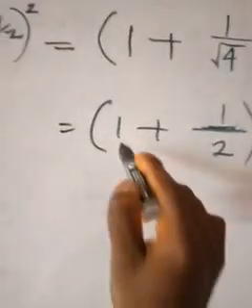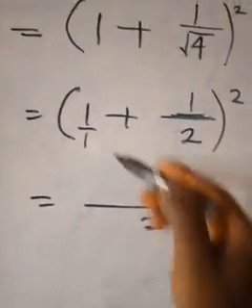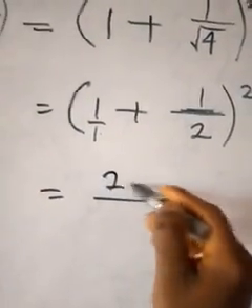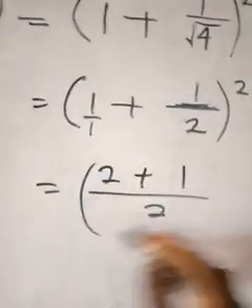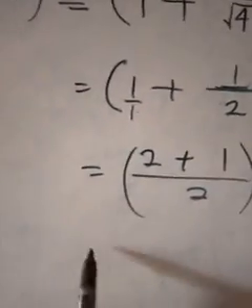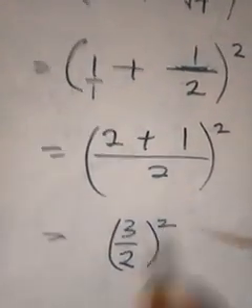Then we find the LCM. Don't forget, this is over 1. Then the LCM is 2. 2 divided by 1 is 2, 2 times 2, we have 2 plus 2 divided by 2, 1. 1 times 1, we have 1 here. Then you square it. Then you sum, 3 over 2, everything squared.